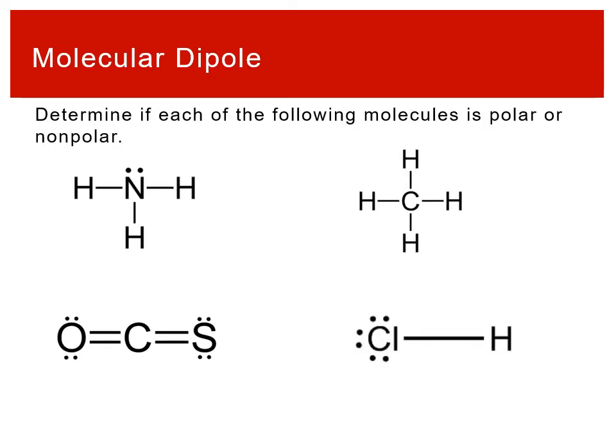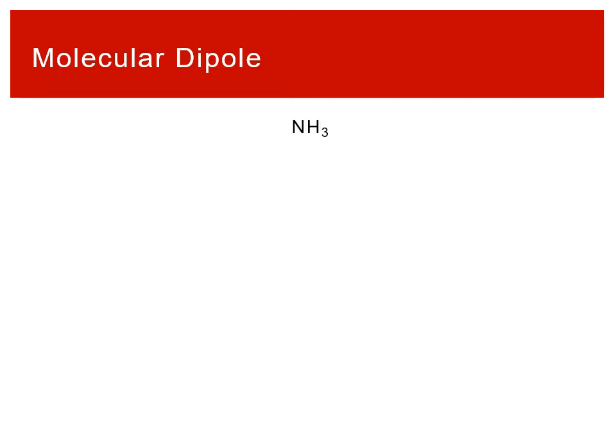All right, let's look at some examples of determining whether or not these molecules are polar or nonpolar. I have NH3 ammonia, CH4 methane, CSO, that's that molecule on the bottom left, and then HCl. And so all these molecules that I have here, normally if you were given the formula, you would need to get to the Lewis structure. But here we're given the Lewis structures. We're just going to go from that and see what we can do about determining whether or not these molecules are polar. All right, so we'll start with NH3.